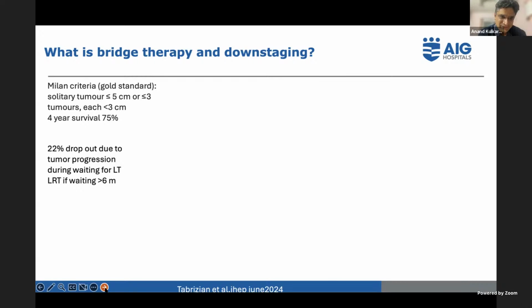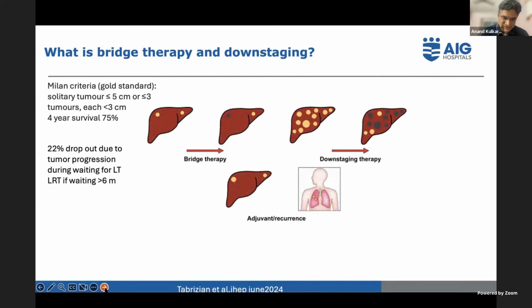Even despite being within Milan's criteria, a patient may progress during the waiting time before undergoing transplant. We tend to do loco-regional therapy for these patients, especially if the waiting time is more than 6 months. This is called bridging therapy. You can see the slide here. The patient is within Milan's criteria, and you bridge this patient to transplant. We don't want to lose the patient; there should be no progression of the disease during this waiting period.